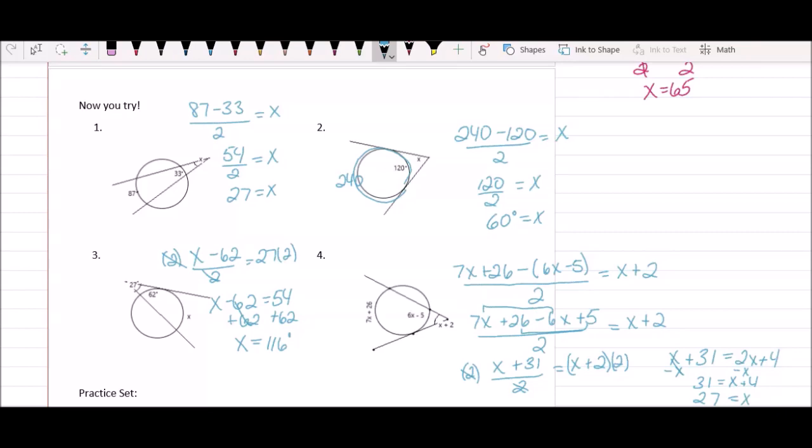Okay, hope that was helpful for you. And we still have a few more sections on circles. The next one is going to be what happens when you have intersecting chords. So we'll be looking at some vertical angles. And we're also going to look at segment lengths in the next section, not just angles.